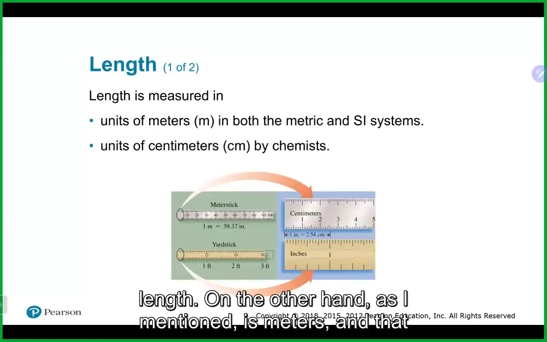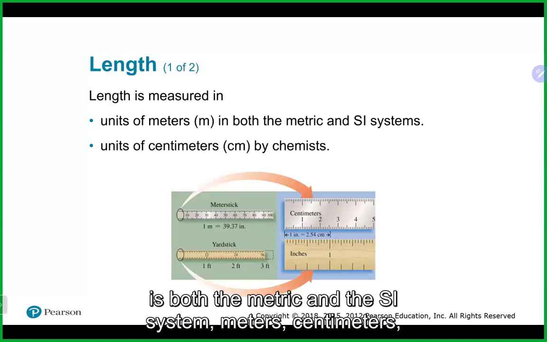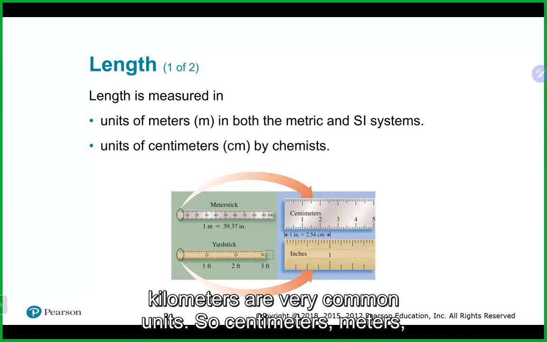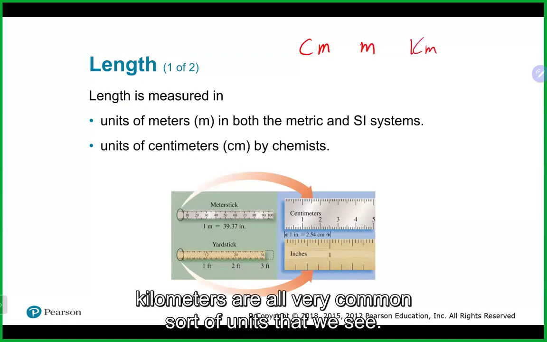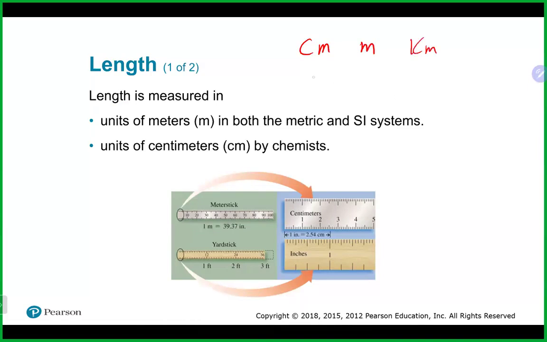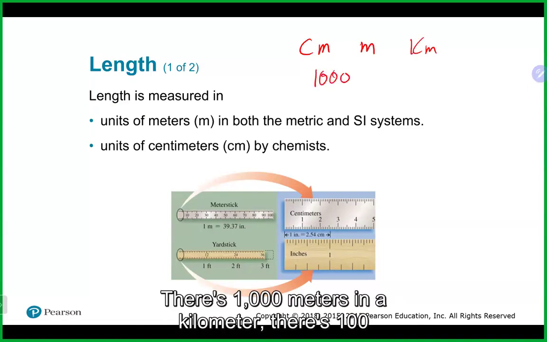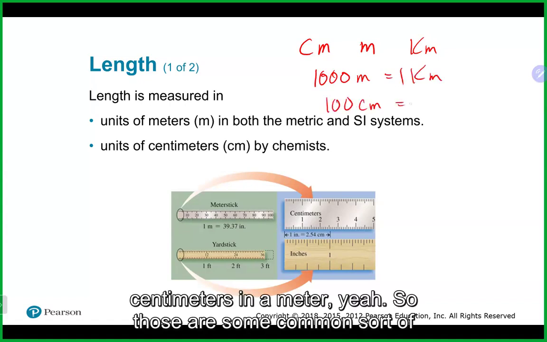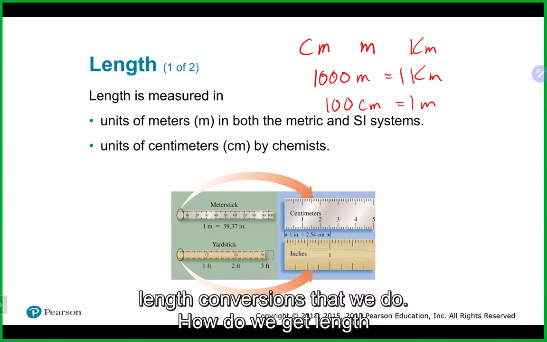Length, on the other hand, as I mentioned, is meters. And that is both the metric and the SI system. Meters, centimeters, kilometers are all very common units that we see. There's 1,000 meters in a kilometer. There's 100 centimeters in a meter. So those are some common length conversions that we do.